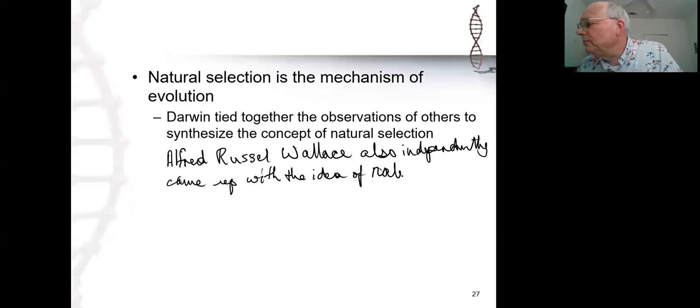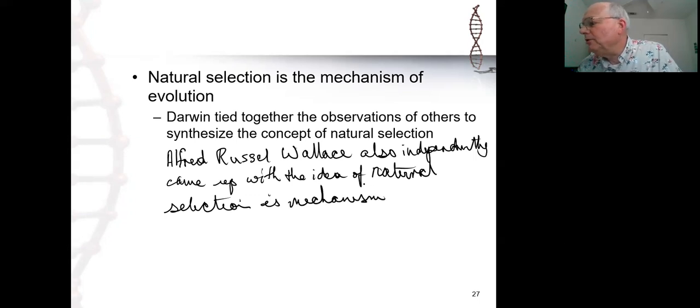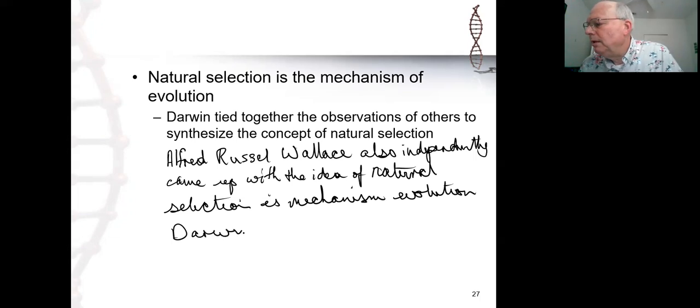So Wallace also came up with the idea that natural selection is the mechanism of evolution. And in fact, it was Wallace sending a manuscript to Darwin that prompted Darwin to publish his book. He was very hesitant to do so.